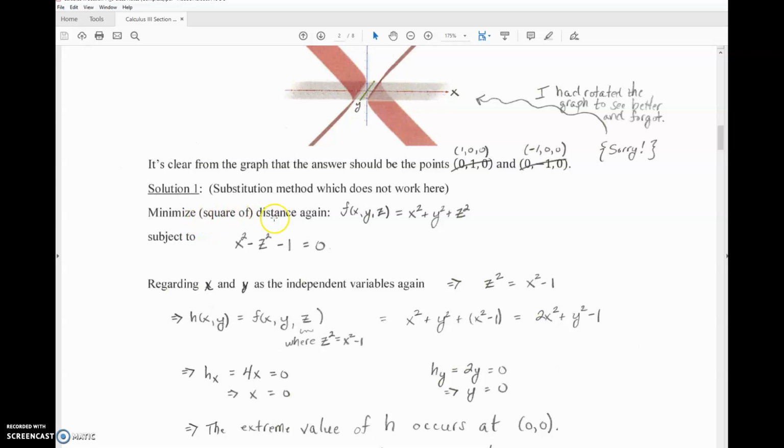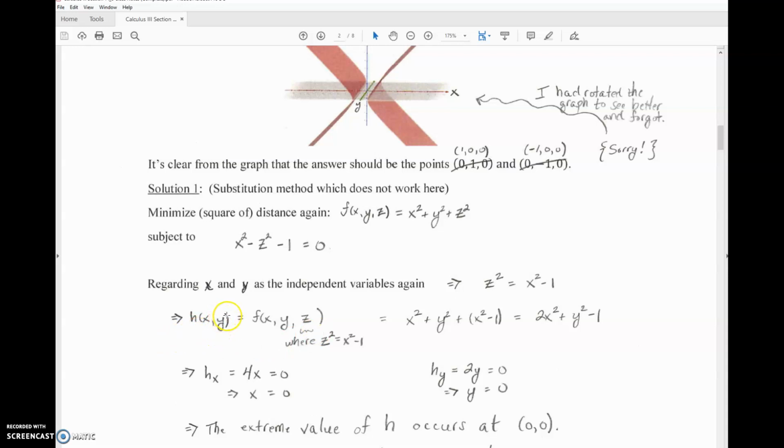So we want to minimize the square of the distance again. F of x, y, z equals x squared plus y squared plus z squared, right? Minimizing the square of the distance from the point on the hyperbolic cylinder to the origin. Subject to, it has to be on the hyperbolic cylinder, so x squared minus z squared minus 1 equals 0. So we're going to regard x and y as independent variables again. So z squared equals x squared minus 1.